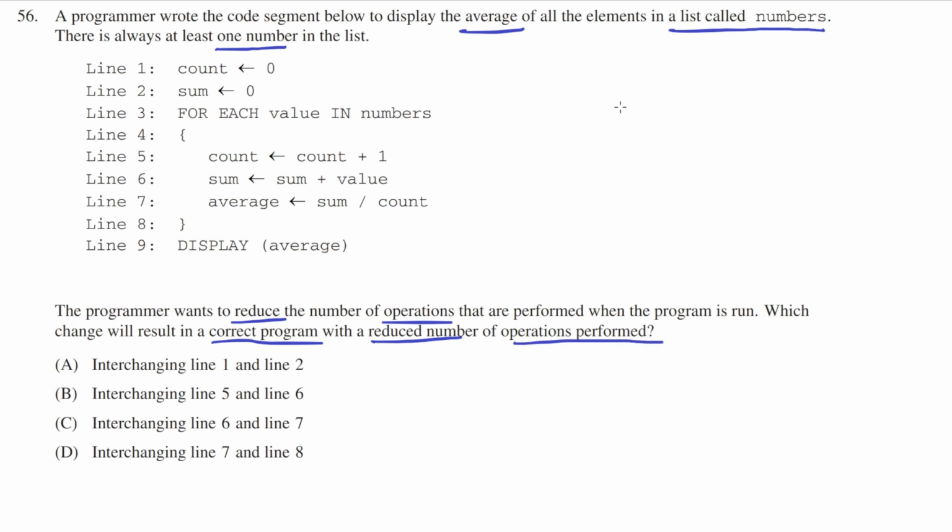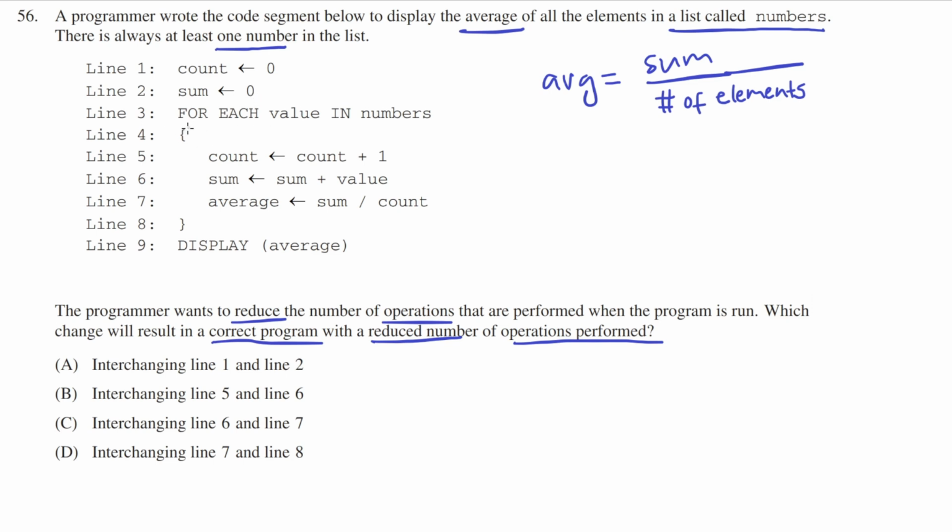So let's look at this code that calculates the average of a list of numbers. And remember that the average is equal to the sum of all numbers divided by the number of elements in the list that we're adding up. So in line 1, we initialize a variable count, which we set equal to 0. Its initial value is 0. Then another variable sum, whose initial value is also 0.